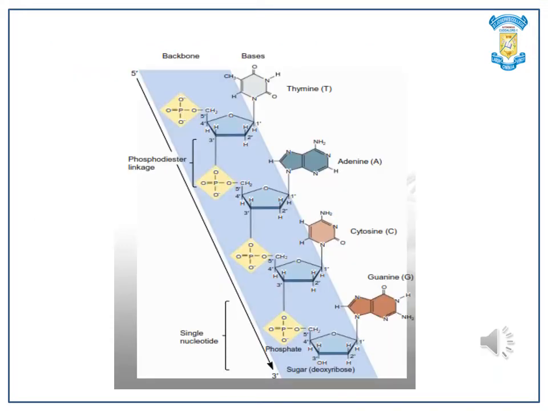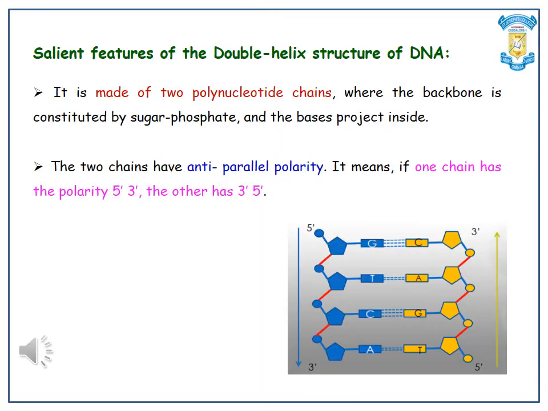This figure shows the formation of phosphodiester linkage. Salient features of the double helix structure of DNA: it is made of two polynucleotide chains, where the backbone is constituted by sugar phosphate and the bases project inside. The two chains have anti-parallel polarity. It means if one chain has the polarity 5' to 3', the other has 3' to 5'.